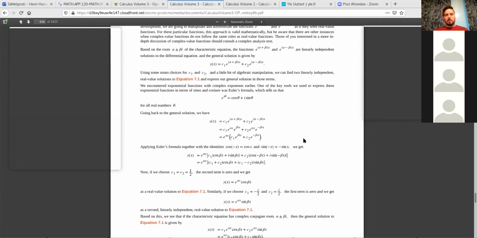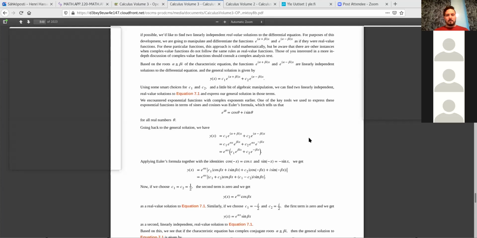But the thing about the complex roots is that we have what is called Euler's formula. And Euler's formula works nicely because then we have e to the ix, i being the imaginary unit, equal to the cosine of x plus i times the sine of x, right? So that's called Euler's formula.